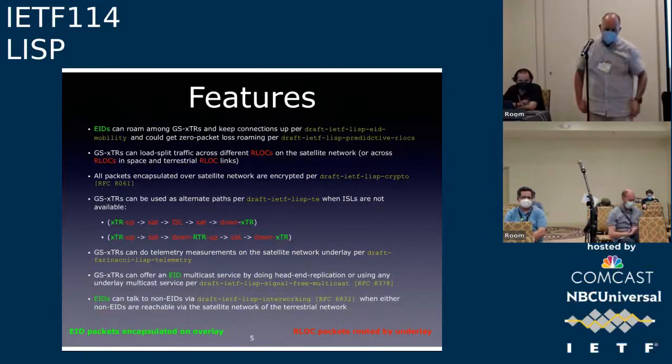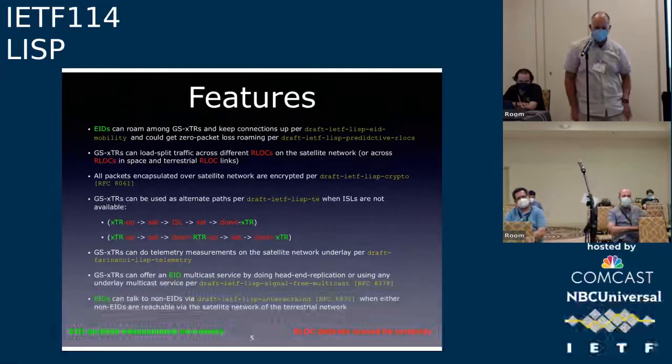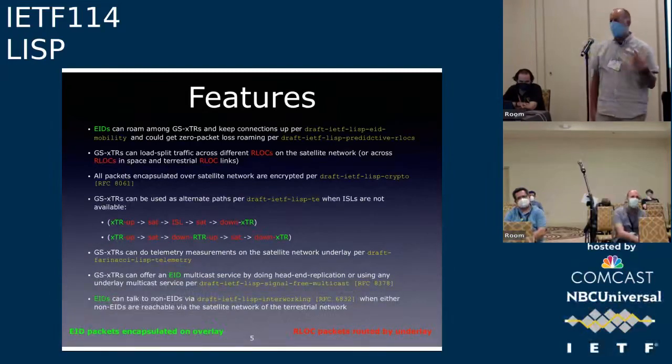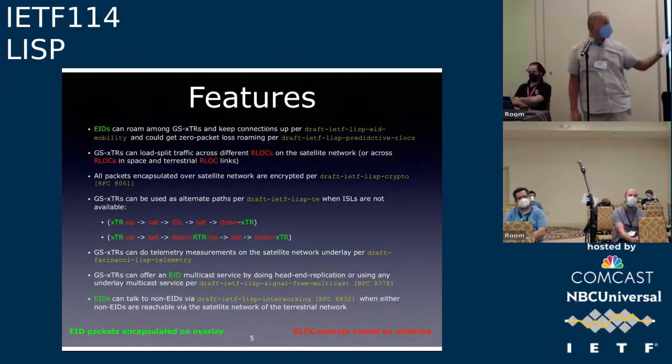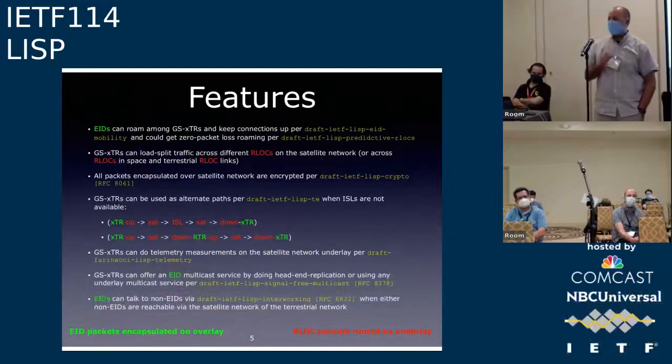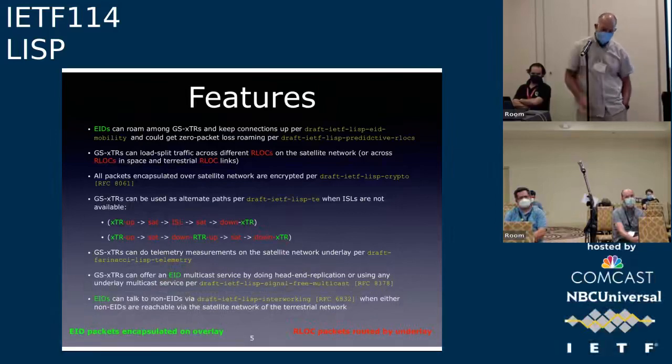Ground station XTRs can offer EID multicast service by doing head-end replication using any underlay multicast service. So if the satellite network is going to provide a multicast service, we can use it. Otherwise, you can just unicast replicate over it, and we know that works as well. It's not clear to me, and it hasn't been spec'd out, if there's a multicast service that's going to be supported in the satellite networks that are being deployed today or are planning to be deployed. That should be interesting work.